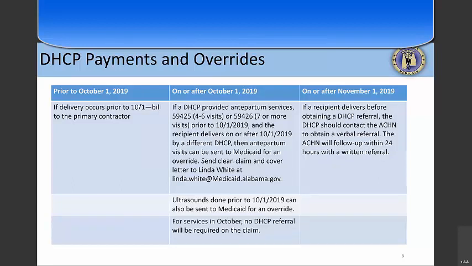Can any PCP provide an EPSDT screening? As long as they're enrolled as an EPSDT screener, yes. So as long as you're enrolled as an EPSDT screener, you can.